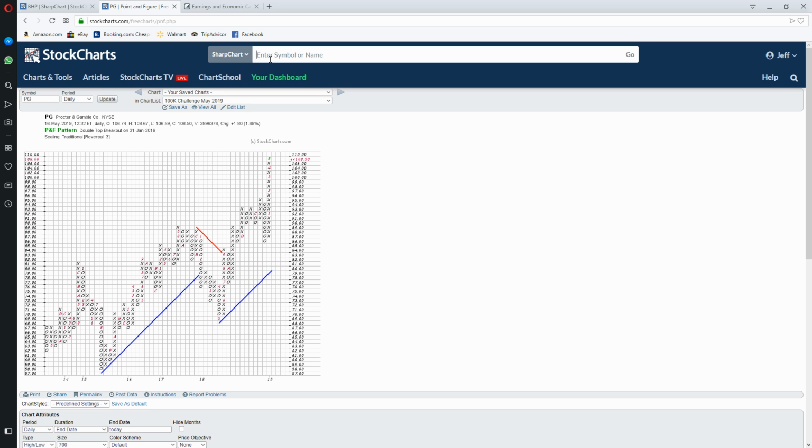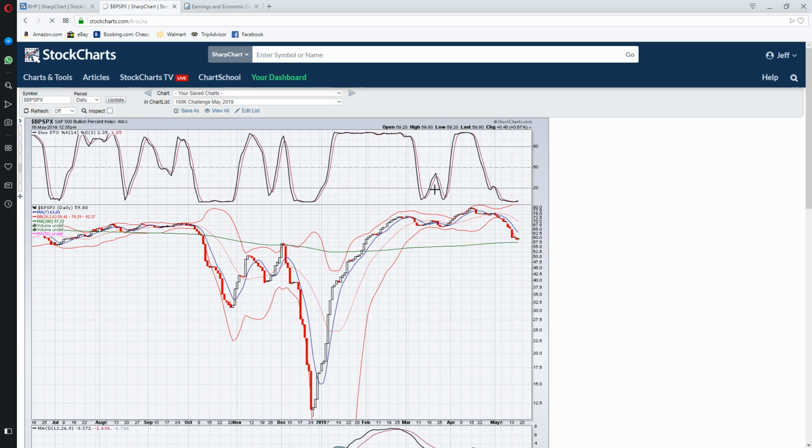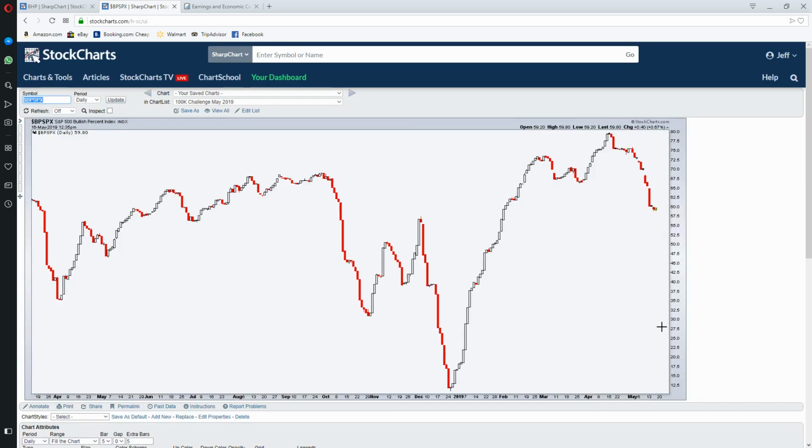So if we come up here and we now go into what is called the bullish percent index, I'm going to get rid of any indicator here, and I'm going to take off the log scale because this scales from 0 to 100. You either have 100% of the stocks that are bullish or 0% that are bullish, right? You can't get more or less than that. So where it sits right now is it's at 59.8.